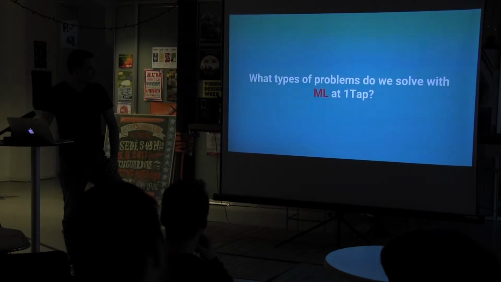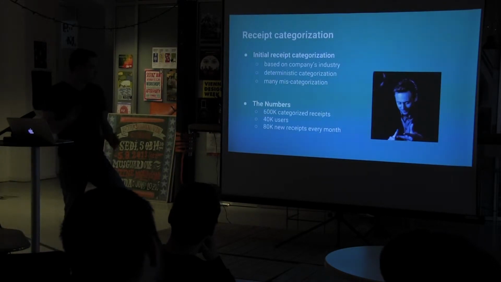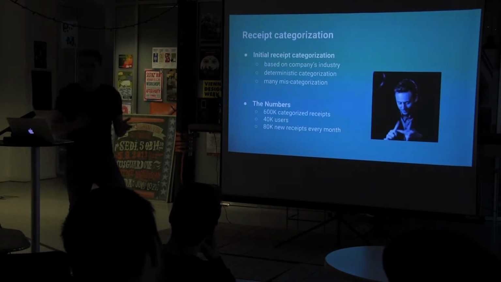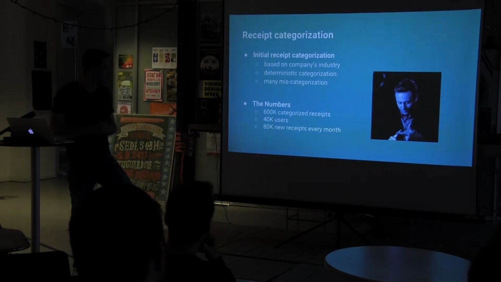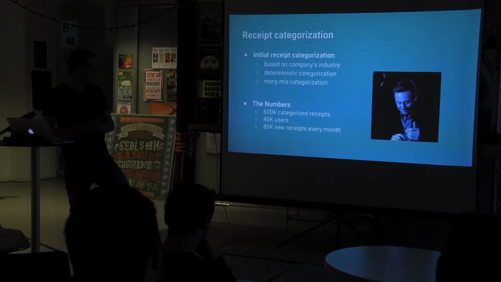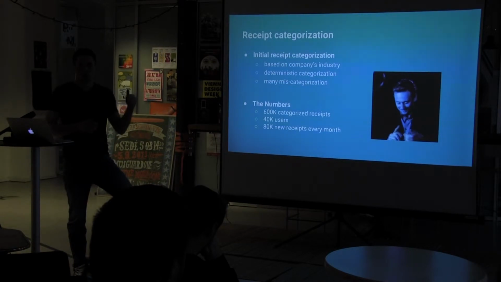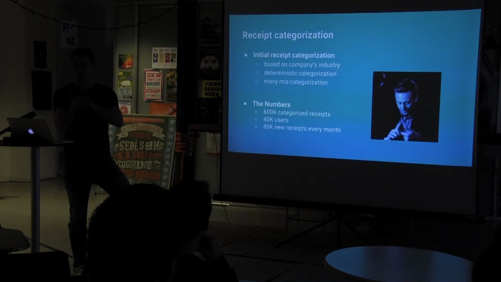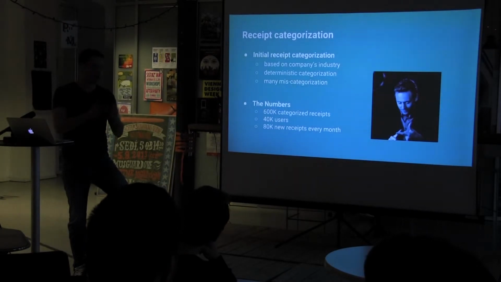And then I'm just going to show you one example that I'm dealing with at OneTap. We have been out with our app for 1 year, and we have 40,000 users who submitted 600,000 receipts. And we get 80,000 receipts every month. We need to categorize these receipts. So basically, is a receipt about food, or about traveling, or about gas, and so on.